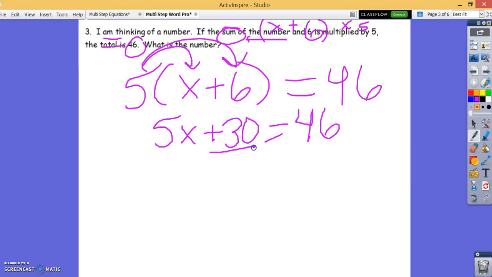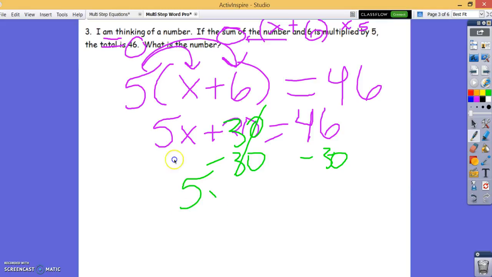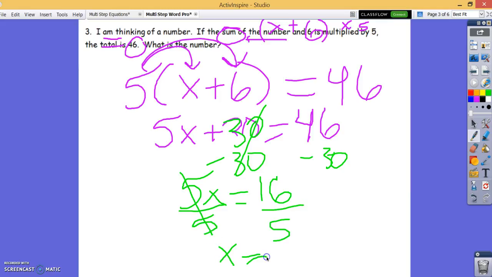equals 46. Oh, sorry. And then I'm going to subtract 30 from both sides. So subtract 30 over here, subtract 30 over here. 5x equals 16. And then I'm just going to go ahead and divide both sides by 5. Now, I know that 5 goes into 16 3 times, because that would be 15, and then there's 1 left over, 1/5. So I can either say that my answer is 3 1/5, or I can convert that to a decimal, 3.2. Either way is fine.